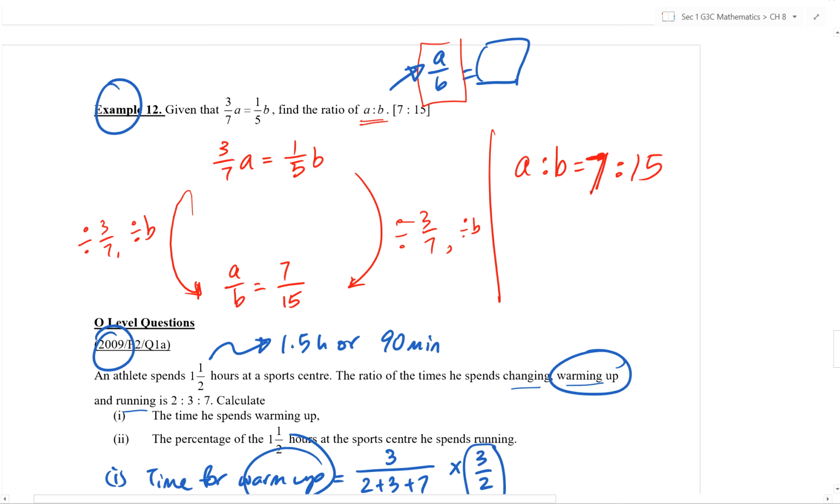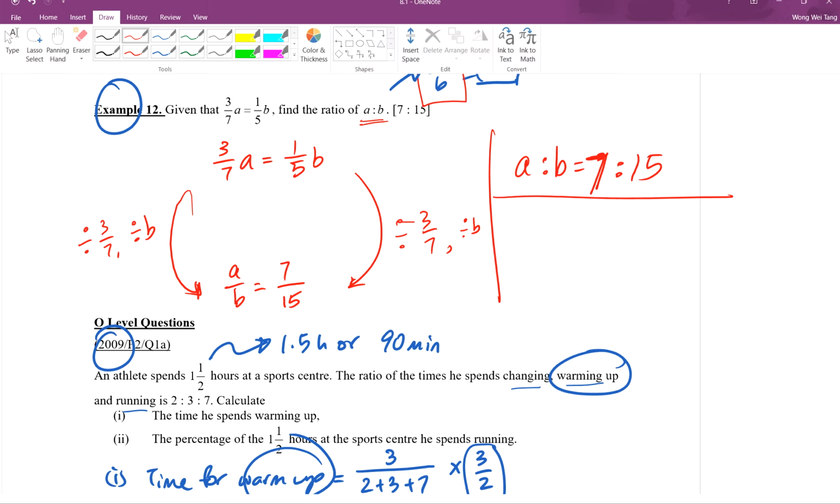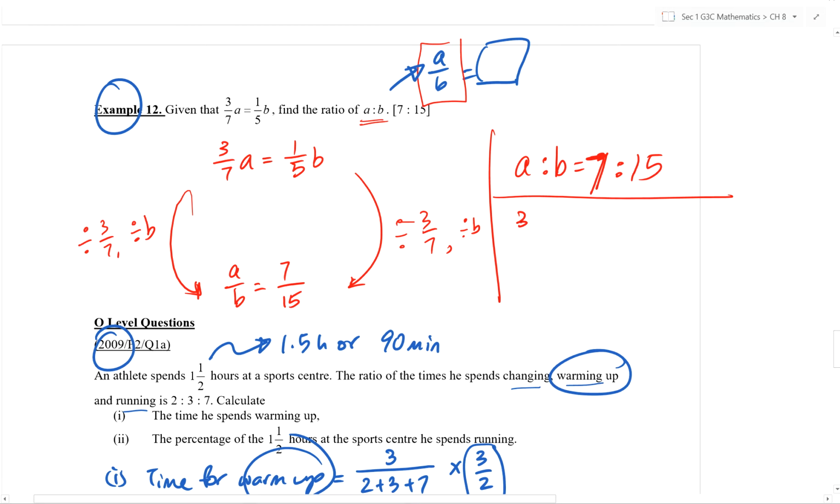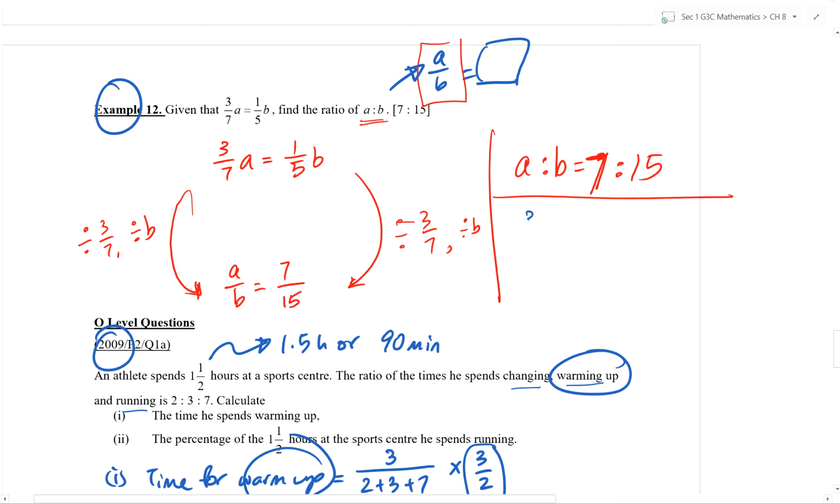Okay? Yes, Samuel, what's your question? Flip. What do you mean by flip? Flip what? Change what? Change both numbers. Can you be more specific? Let me use another color. So at the moment we have 3 over 7A is 1 over 5B. Okay, what are you suggesting?